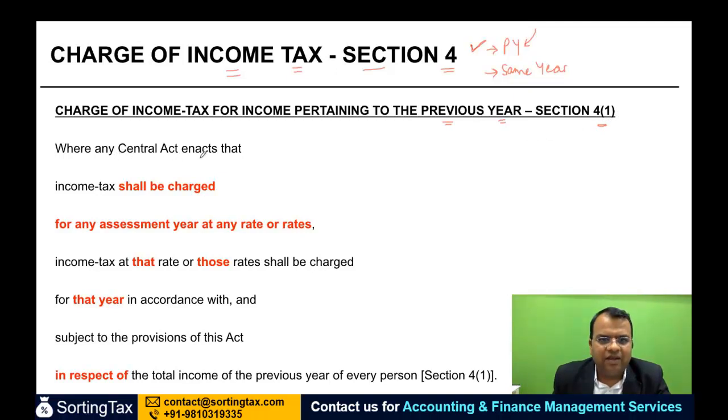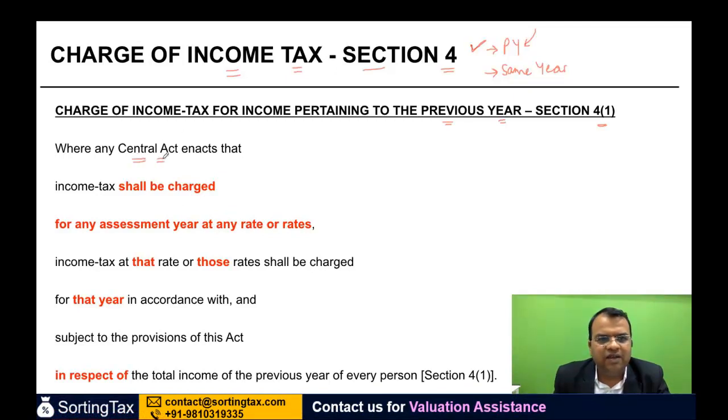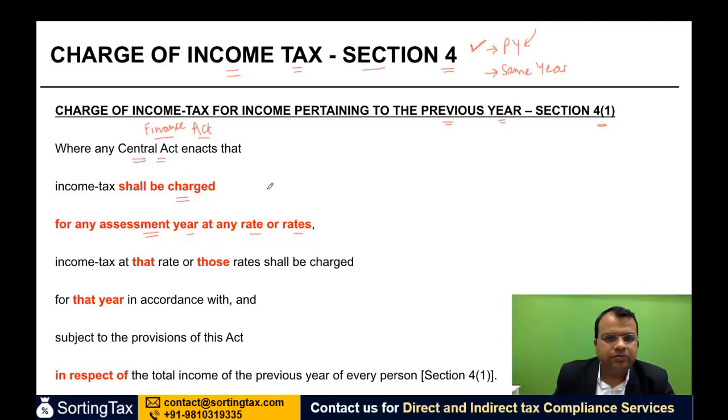Where any central act enacts that income tax shall be charged for any assessment year at any rate or rates. When we talk about a central act, it is actually the Finance Act which is passed every year, and it specifies what will be the rate at which income tax will be charged. So where any central act enacts that income tax shall be charged for any assessment year at any rate or rates, income tax at that rate or those rates shall be charged for that year in accordance with and subject to the provision of this act in respect of total income of the previous year of every person.